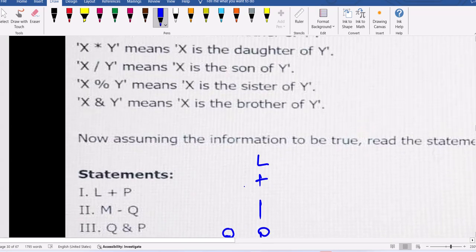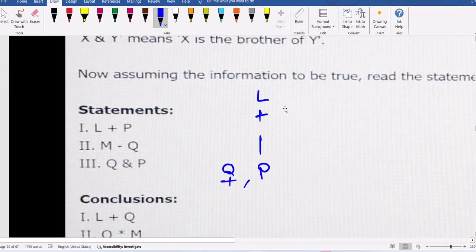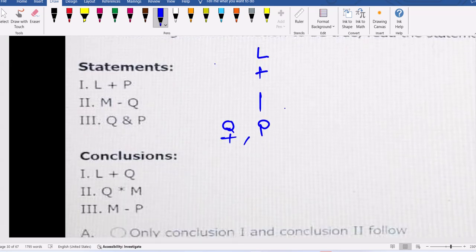M minus Q: M is mother of Q. That means L and M are parents. Q is already the son of L, and now M is mother of Q, so M and L are a married couple. Q is son of M and L. P is a child; we cannot say son or daughter.